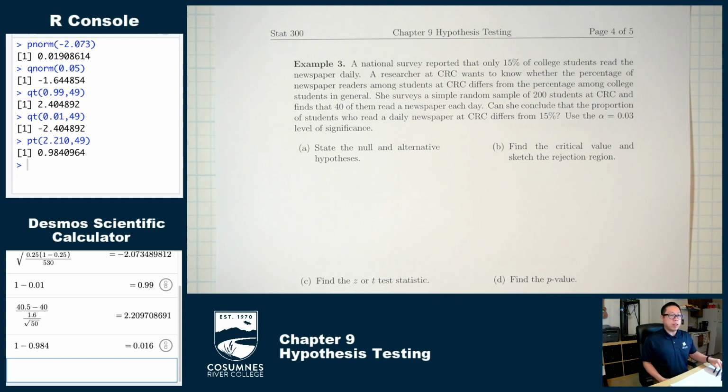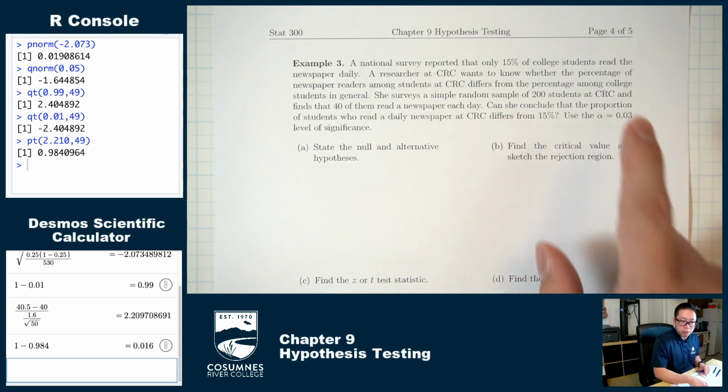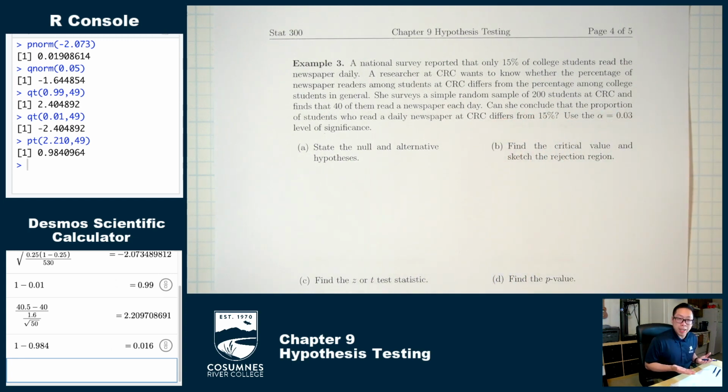The first thing we need to decide is, are we talking about proportion or are we talking about mean? Can she conclude that the proportion? So this is going to be a proportion. I also don't see the word mean anywhere in the question. So definitely proportions.